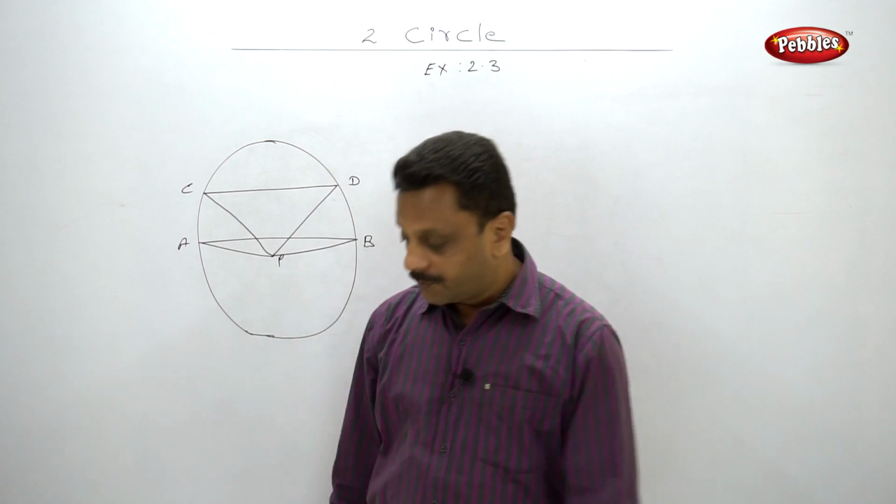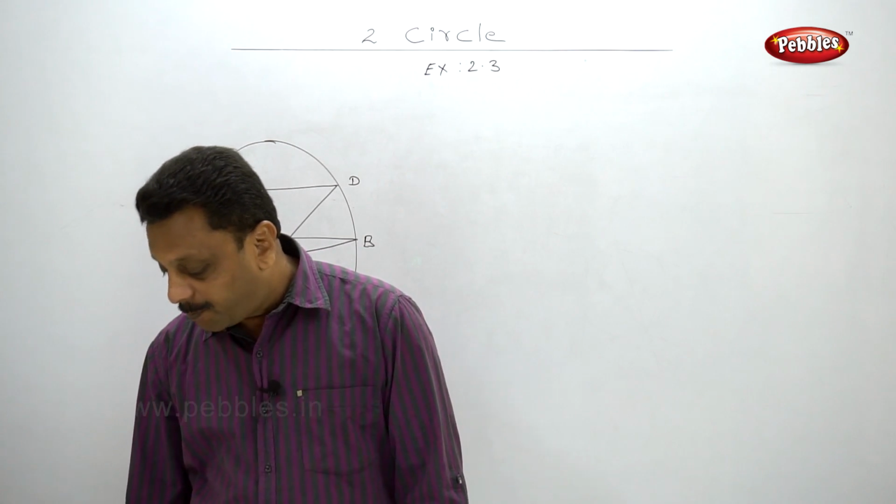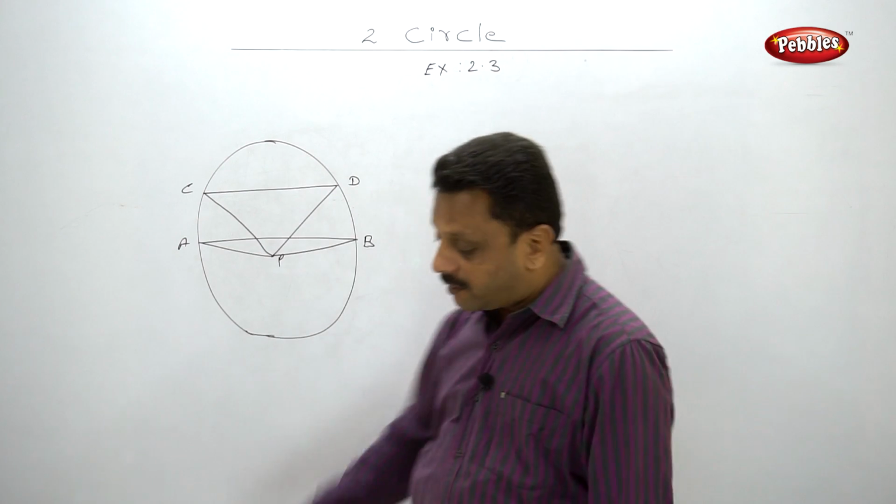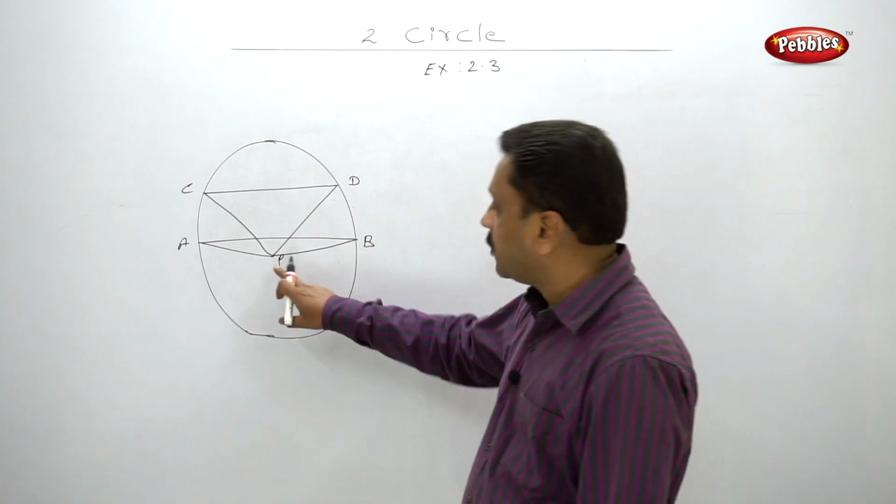These two chords are parallel to each other. P is the center of the circle.